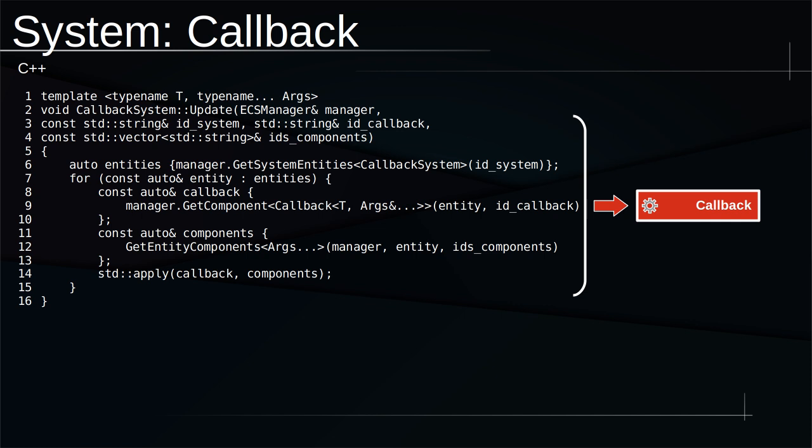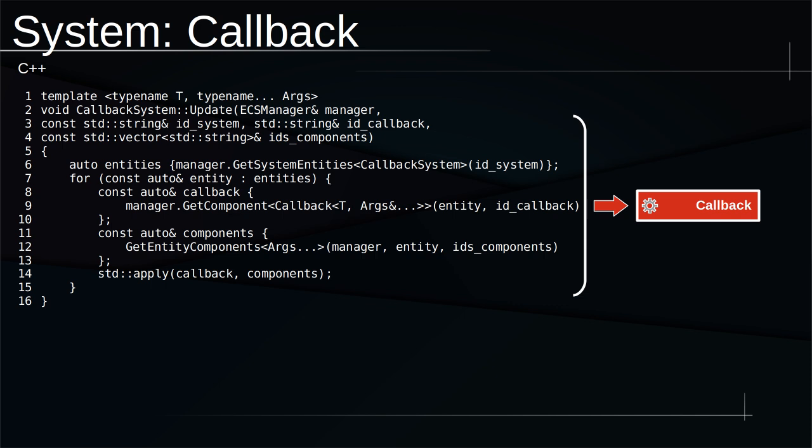Line 6 retrieves all the entities for which the callback system applies. In this case, somewhere else in the code, the ECS manager has kept track of the entities that have both a highlight and a callback component, so it returns this collection of entities. On line 7, we iterate over each of these entities. On lines 8 through 10, we fetch the entity's callback component, and on lines 11 through 13, we retrieve all the components on which the callback function needs to operate. Lastly, in line 14, we apply the callback component's function to the collection of required input components. And since we're dealing with a reference to the entity's components, changes to these components that are performed inside the callback function should directly apply elsewhere.